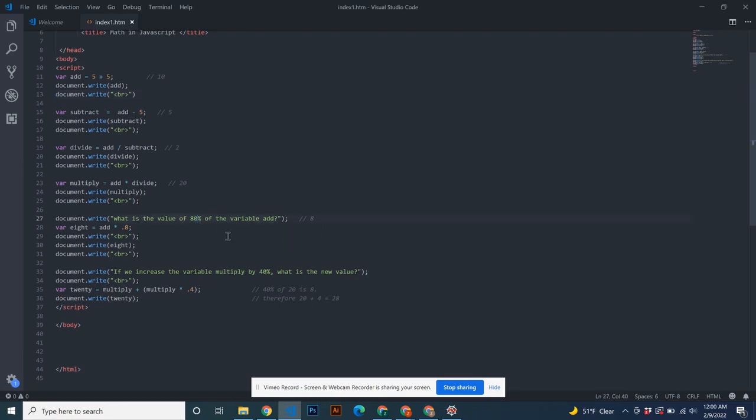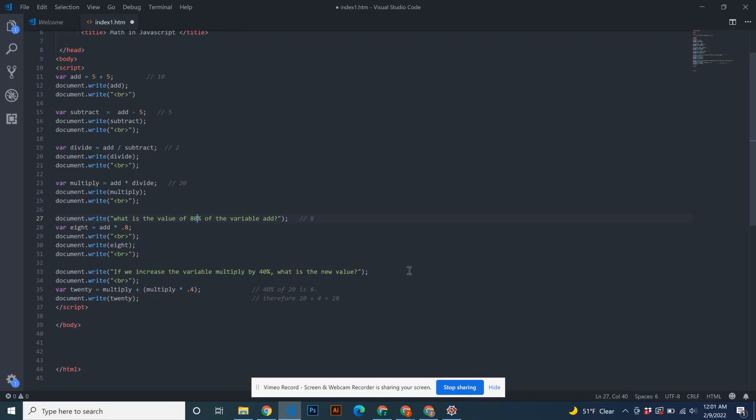Now, what if the question asked, what is the value of 8% of add? Well, all you would have to do is put the 8 in the hundredths place. So it would be add times 0.08. I hope that clears some things up for some people. We will then store that value in a variable and print that out.